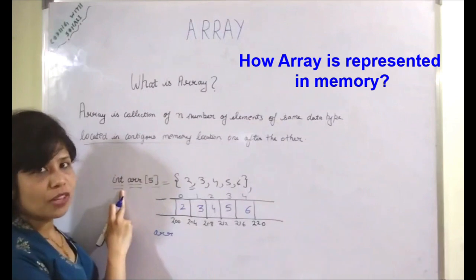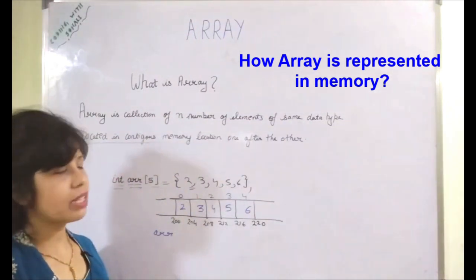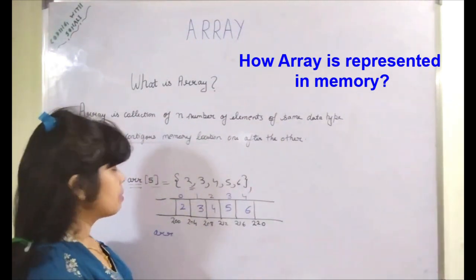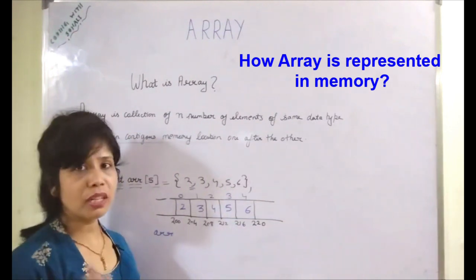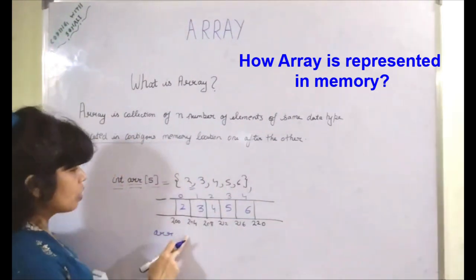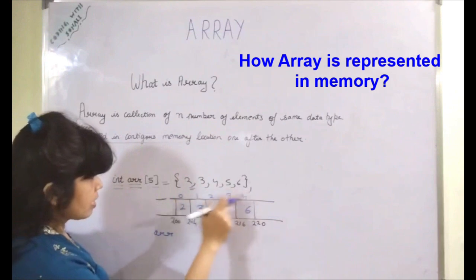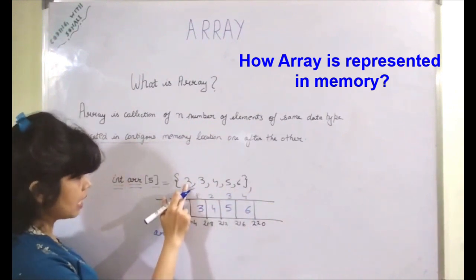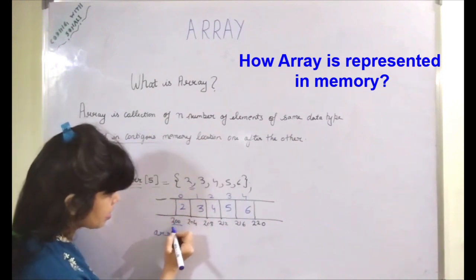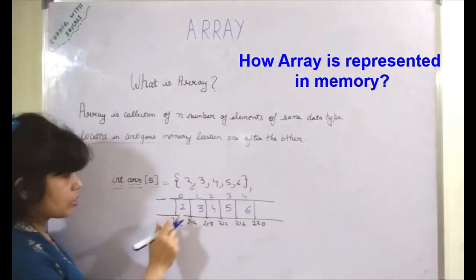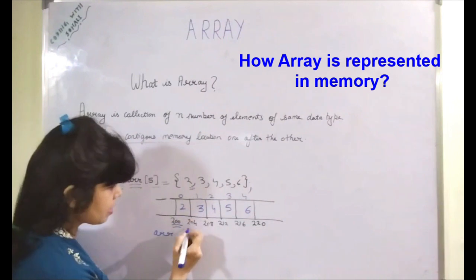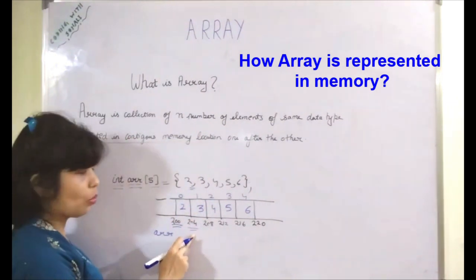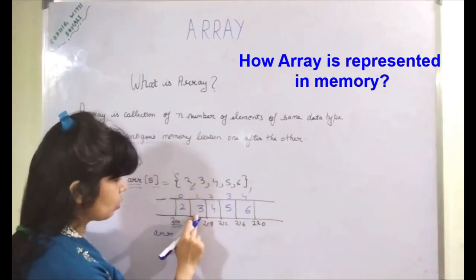We know that in case of integer it occupies 4 bytes. In some systems it occupies 2 bytes. So here we will be considering 4 bytes for the integer. Therefore, to store these elements, each element will be of 4 bytes. So this element is located, suppose, at the address 200. It will take 4 bytes, so the next address will start from 204, and then the next element will be located here.